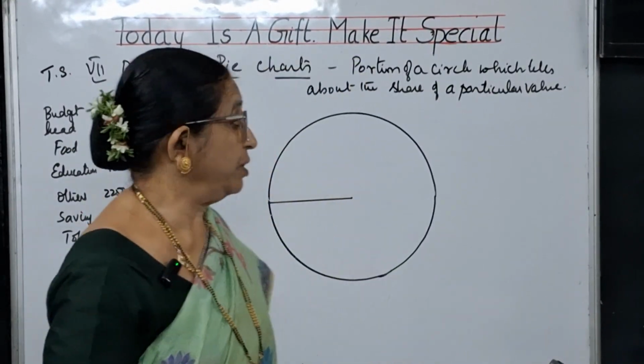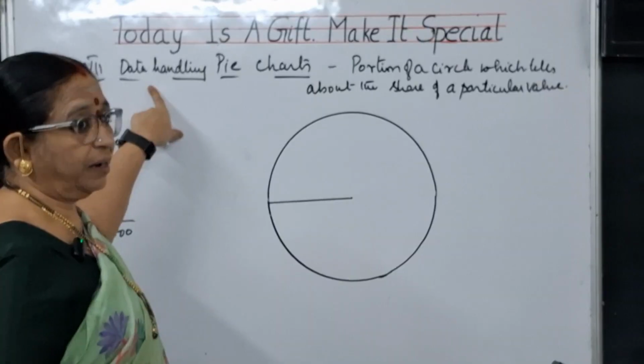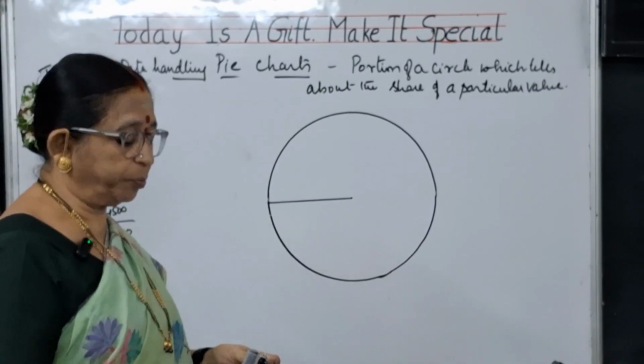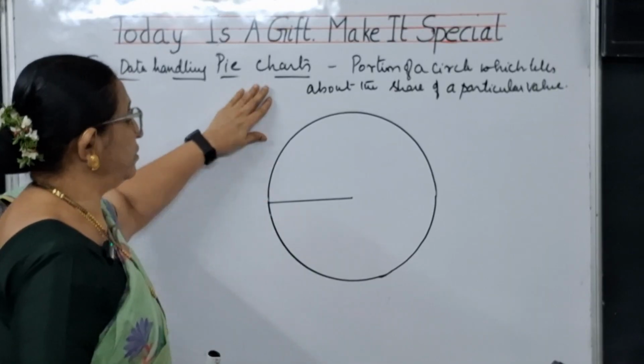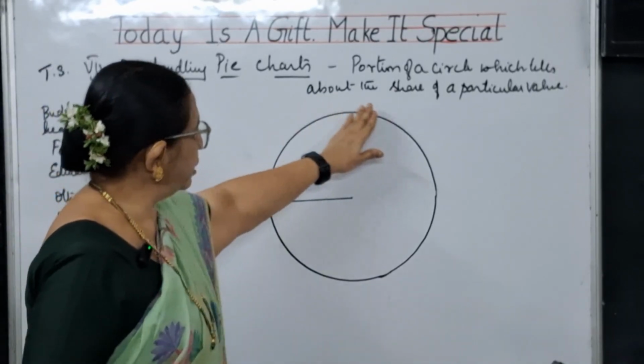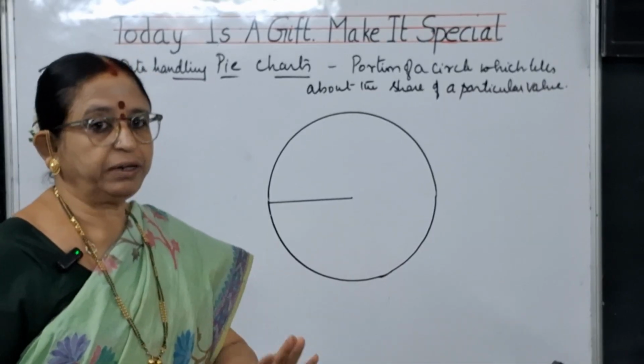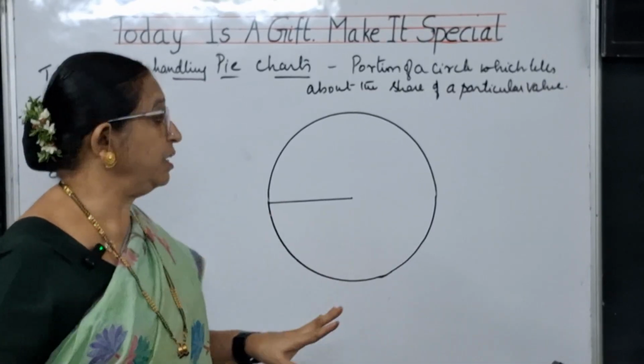Now I am dealing with 7th class maths. Data handling topic I am dealing, and in this we are going to talk about pie charts. What are these pie charts? Pie charts are nothing but a graphical representation of the circle. It's not a graph but representation of the data in circle.